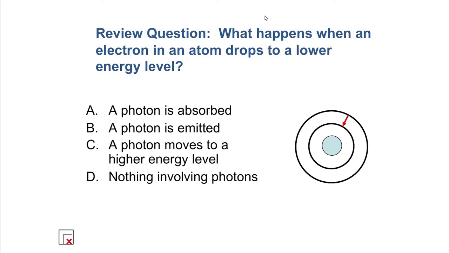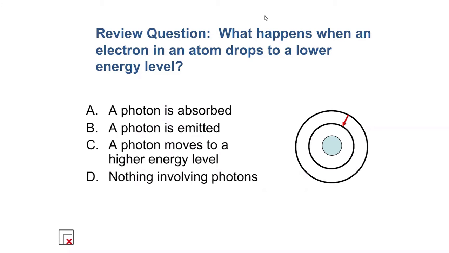Here we have a model of the atom. We've got the nucleus in the center, and a couple of electron orbitals. What happens when an electron jumps from a higher energy to a lower energy? Is a photon absorbed? Is a photon emitted? Does a photon move to a higher energy level, or does nothing at all happen involving photons? Okay, make your guess.